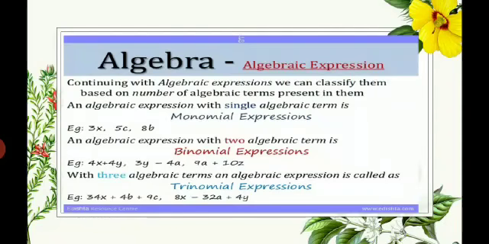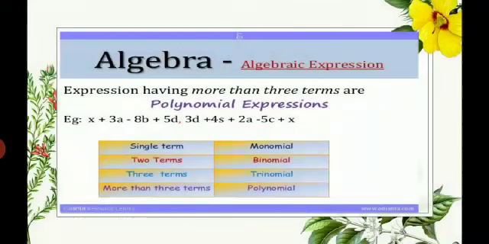And the next, binomial, where there are two variables in each expression, like 4x plus 4y. Then what are the variables? x and y. And the next, 3y minus 4a: y and a. And the third one, trinomial, where there are three. Look at the example, 34x plus 4b plus 9c. So x, b, c, there are three.